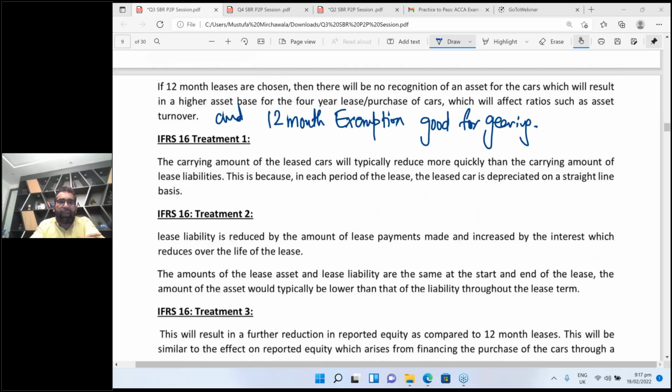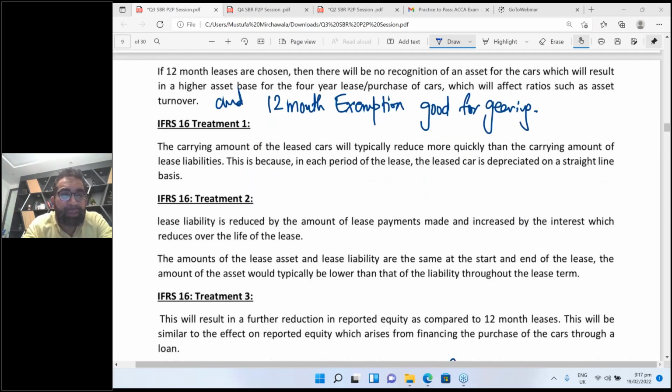IFRS 16 treatment number 1, the carrying amount. Now you need a little energy, please. And if you don't understand, no issue. If you have understood the question till now, you have scored 9 to 10 marks. These are extra marks. Just think, the carrying amount of the leased car will typically be reduced more quickly than the carrying amount of lease liabilities.